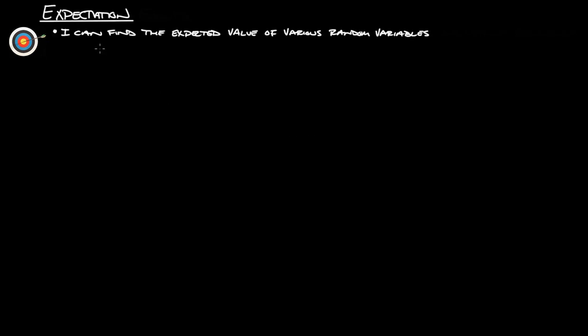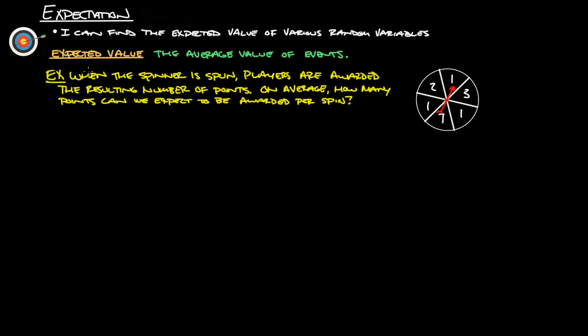I'm going to take you through the notes on expectation. At the end of this, you should be able to say, I can find the expected value of various random variables. Okay, so first thing, expected value. The expected value is the average value of all the events. Probably the easiest way to understand that is to show you an example.